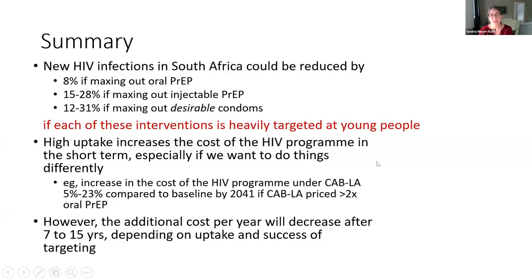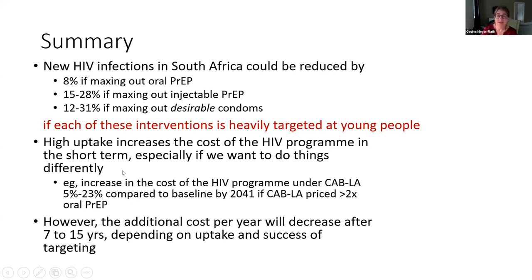And just to remind you of just how impactful, we showed that new HIV infections in South Africa could be reduced by 8% if maxing out all PrEP, 15 to 28% if maxing out injectable PrEP, and 12 to 31% if maxing out desirable condoms, if each of those interventions was heavily targeted at young people. And that 31% in particular, similar to the 28 here for the injectable PrEP, we've never seen this in all our modeling over 15 years, that a single intervention, albeit at high coverage levels, would be possible.